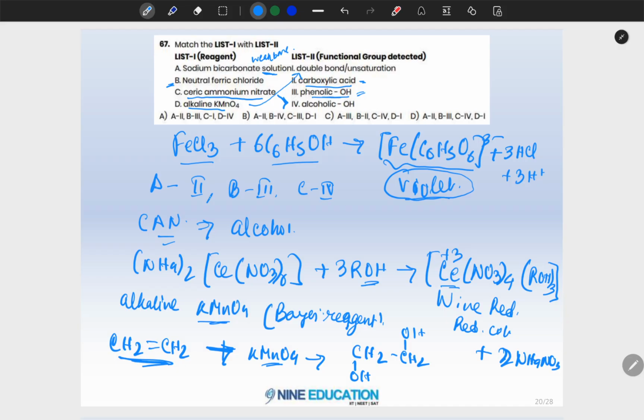So which is the correct option? A is matching with 2, B is matching with 3, C is matching with 4, and D is matching with 1. So that's why D is the correct answer. For detection of phenolic group, we should use ferric chloride because I will get this violet color complex. For detection of alcoholic group, we should use CAN test. Again, we will get a wine red color precipitate. For detection of unsaturation, we must use Baeyer's reagent, and in this test, the purple color of KMnO4 will get decolorized. And for detection of carboxylic acid group, we should use sodium bicarbonate. So it will result in the formation of CO2, right?